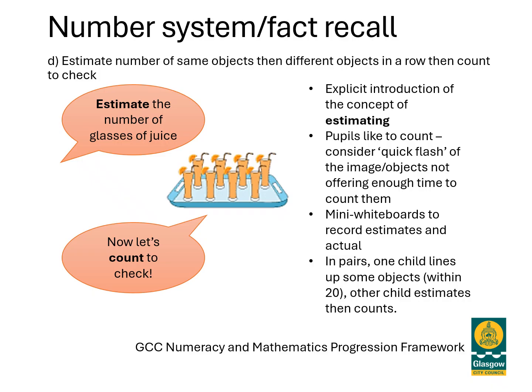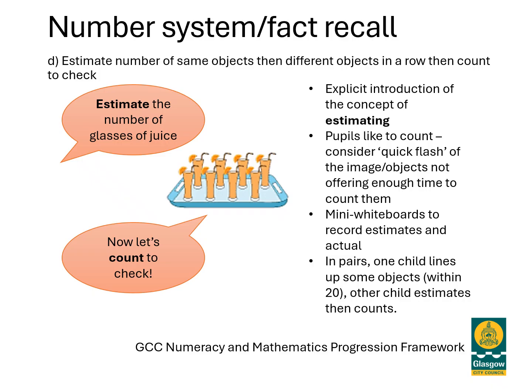Teaching point D, estimate the number of the same object and then different objects in a row and count them to check. So estimation will move on as we go through P2 and P3 to being objects in random arrangements and different types of objects in random arrangements. But at this point, we're trying to introduce the vocabulary of estimating. We're going to explain that it's a good guess. And we're moving on from them counting objects in rows, being able to count effectively, to actually using their subitizing skills to give a good guess of the number.